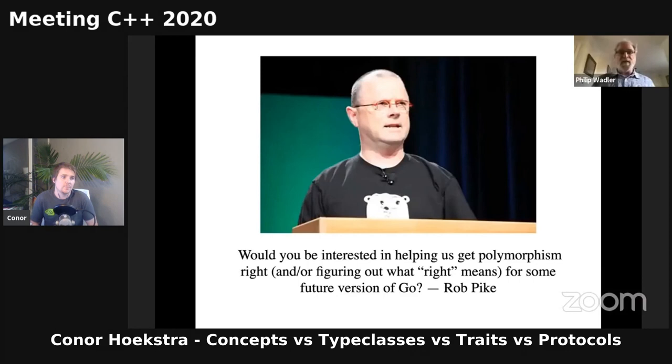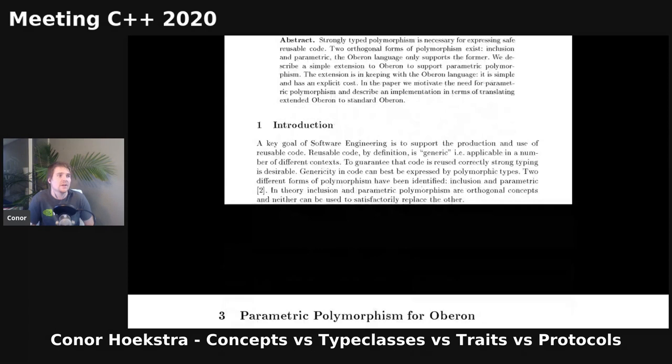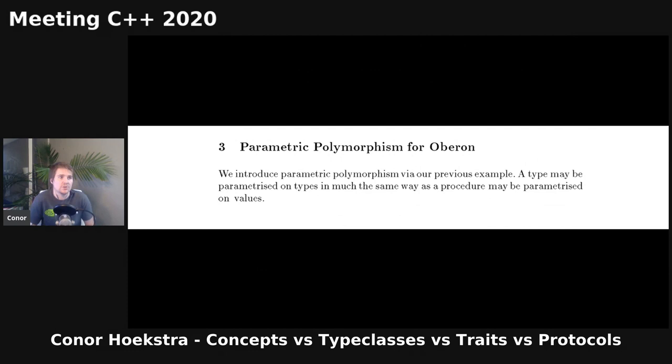And one last thing in this brief overview of generics and parametric polymorphism is a paper suggesting the introduction of lightweight parametric polymorphism for Oberon, a language created, I believe, by Niklaus Wirth, who was more popular for Pascal and Modula-1, 2, and 3. I'm highlighting this paper because of a fantastic quote I've heard from someone I can't remember. The quote is the following: We introduce parametric polymorphism via our previous example. A type may be parameterized on types in much the same way as a procedure may be parameterized on values.